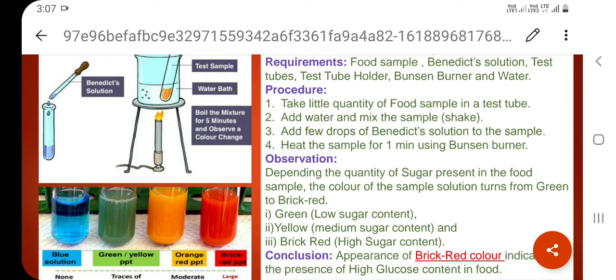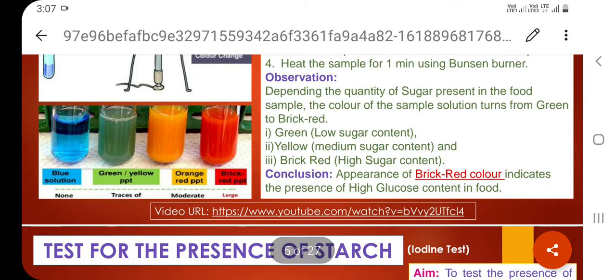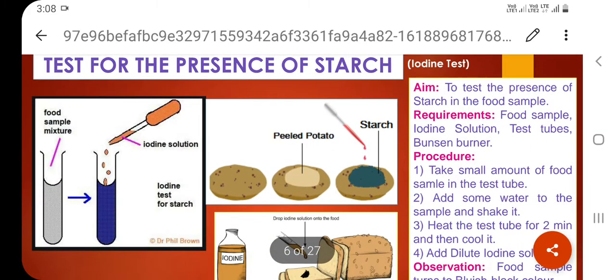Observations. Depending on the quantity of sugar present in the food sample, the color of the solution turns from green to brick red. Blue means no sugar. Green means traces of sugar. Yellow means medium sugar content, and brick red means high sugar content. Conclusion: the appearance of brick red color indicates the presence of high glucose content in the sample.